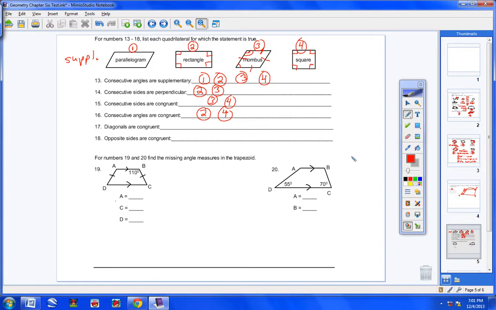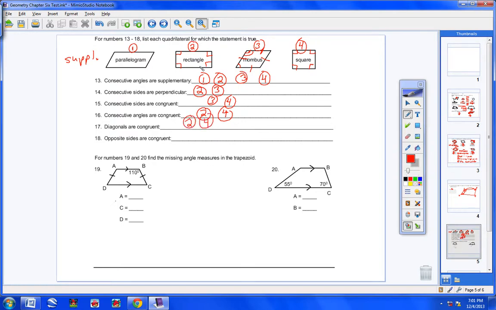Diagonals are congruent. Now remember, that's not true with a parallelogram. The diagonals bisect each other, but they're not congruent necessarily. Same thing with a rhombus. A rhombus does not necessarily have diagonals that are congruent. Now a rectangle does, and a square does. So objects 2 and 4.